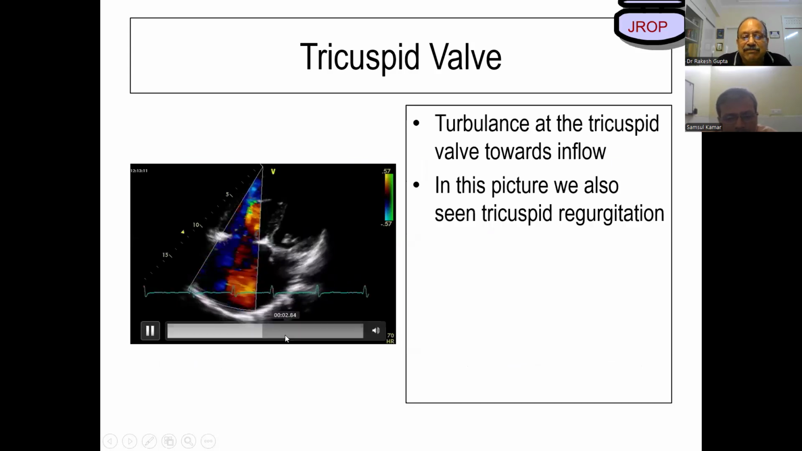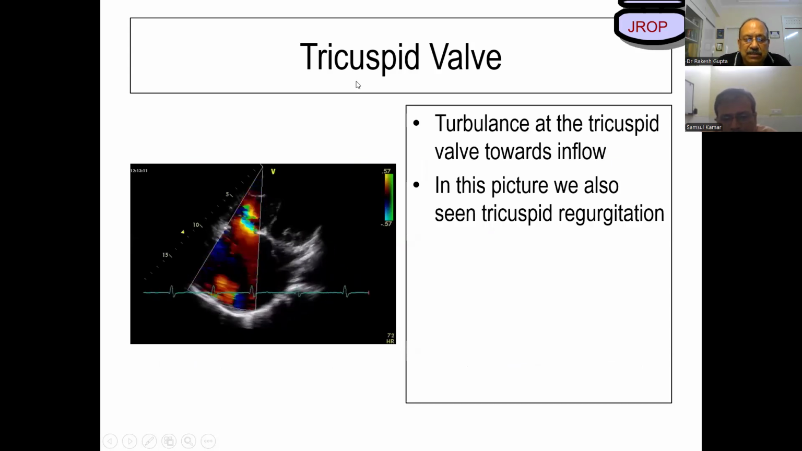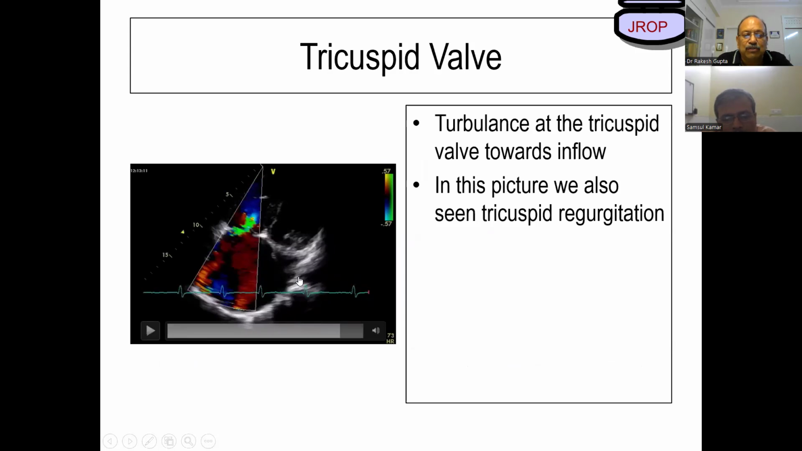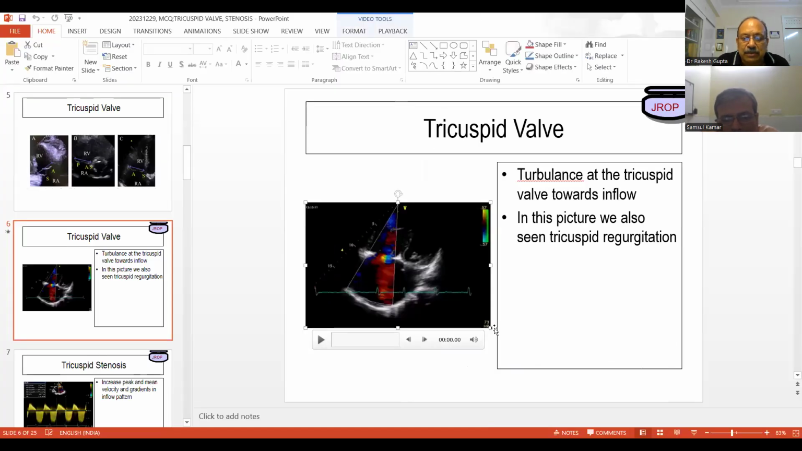Next is, what is severe tricuspid stenosis? This is identical to mitral stenosis, the only thing is we see a turbulence at the tricuspid valve level. And give me a second, I'll show you a very interesting finding which is seen in this patient.